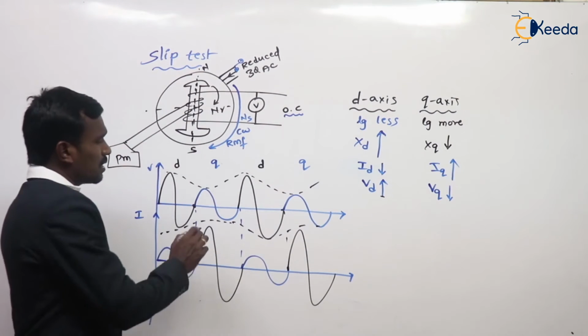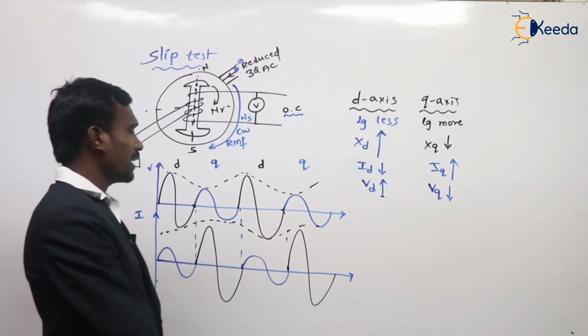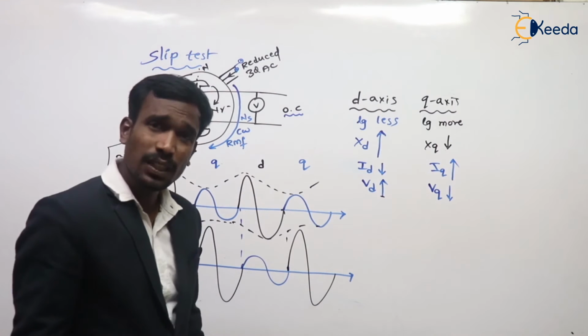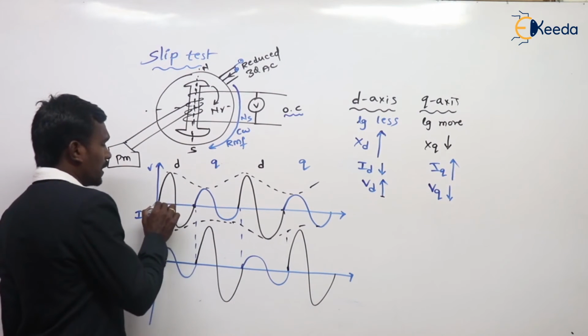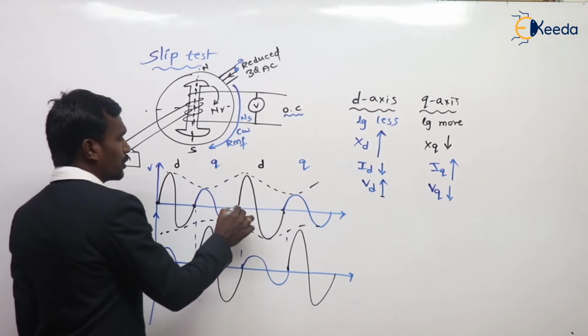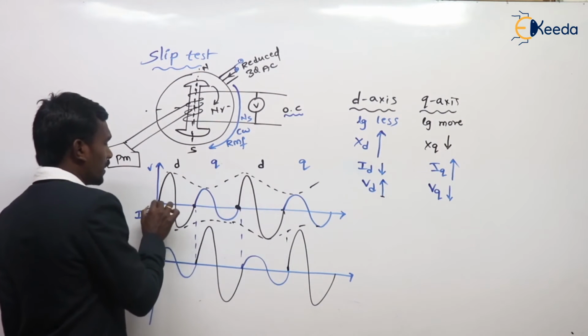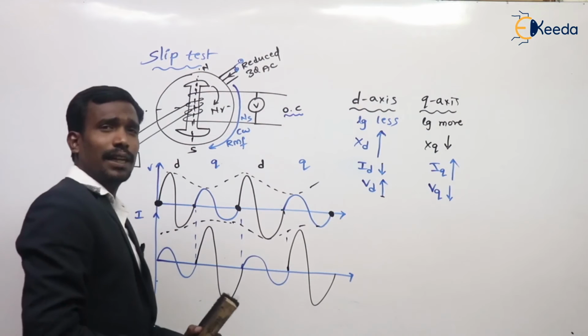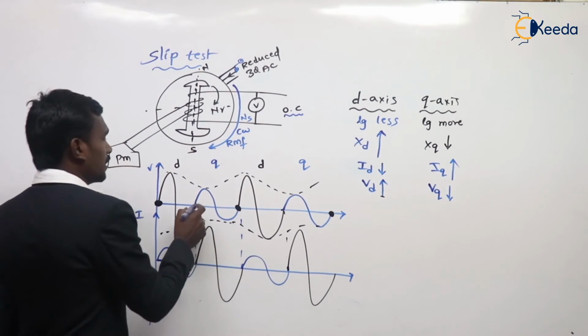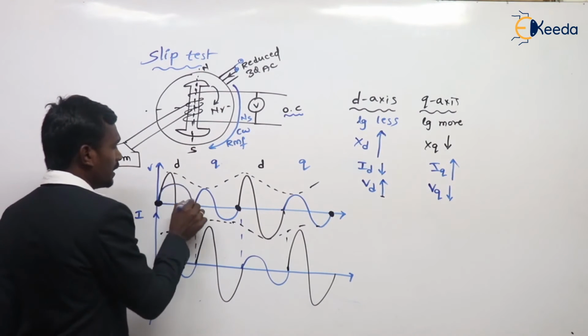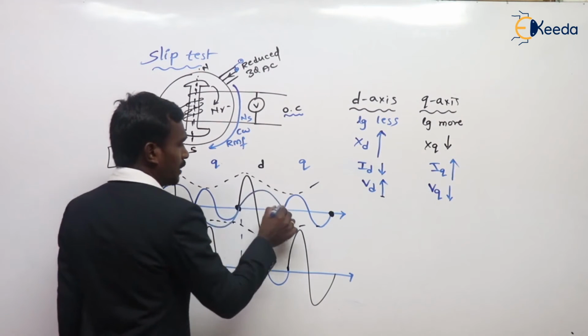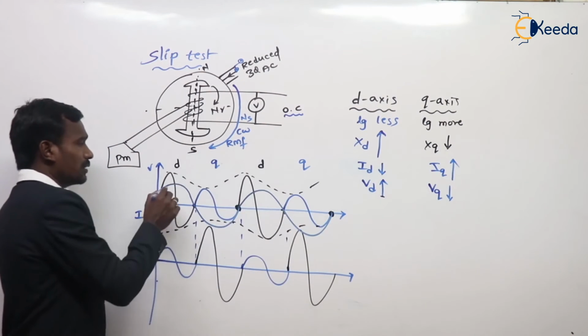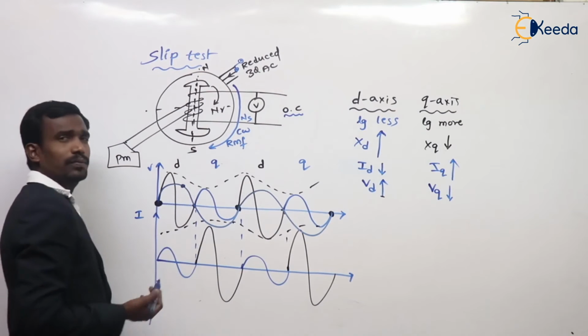So these are the current and voltage waveforms. When we complete one d-axis and one q-axis, one cycle is completed, which gives one EMF wave. This is the EMF waveform.